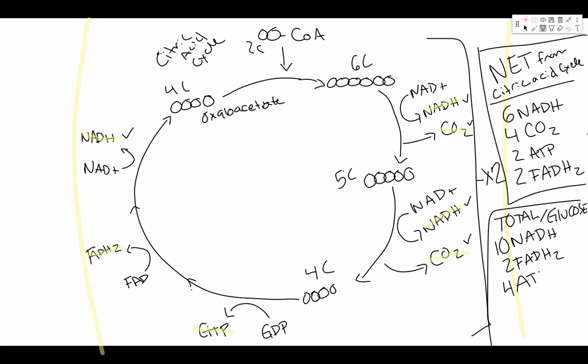Four ATP and 6 CO2. That's what we get from all of this stuff. These electron carriers we're not done with, though. Those electron carriers will go to the electron transport chain, which we will talk about tomorrow.